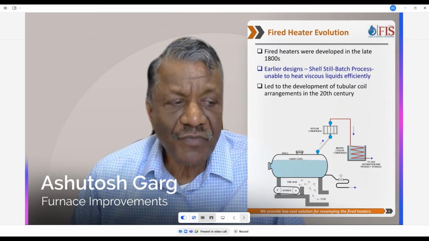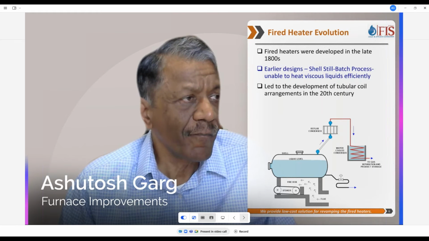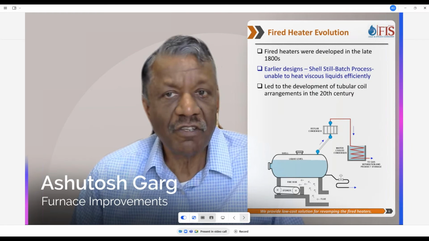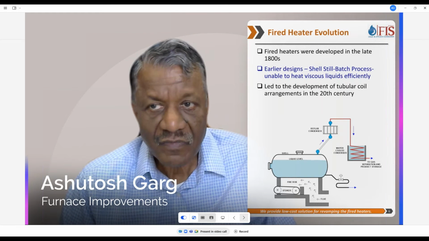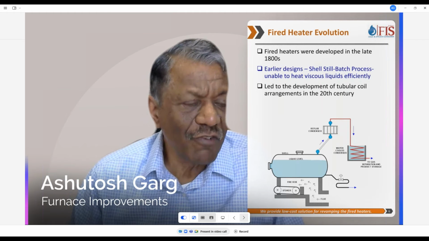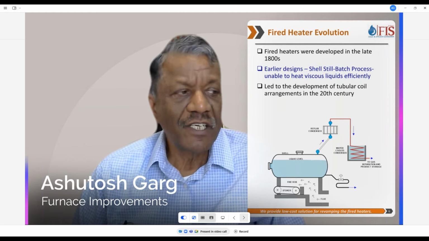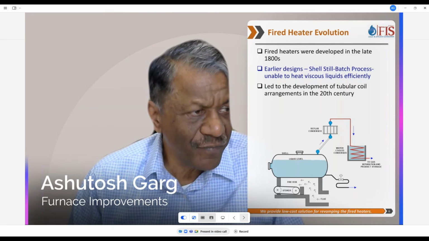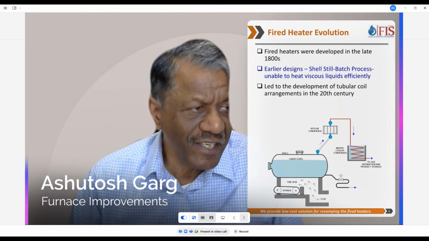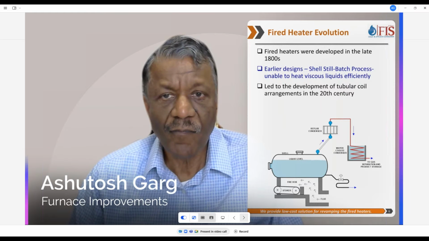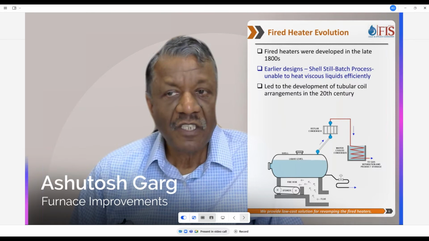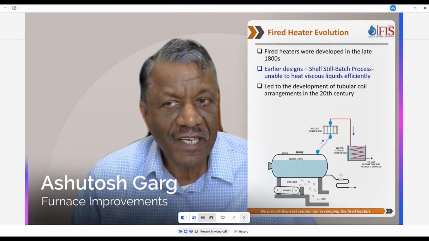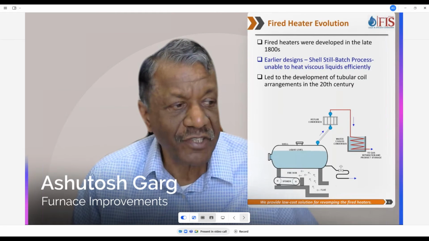Now these stills were very inefficient. They would always have coke depositing at the bottom because of the high heat transfer rate, and they needed to be cleaned manually. So industry would install a series of these shell stills, and some of them would be working and some of them would be in the cleaning mode. This continued for quite some time before we developed pipe stills.